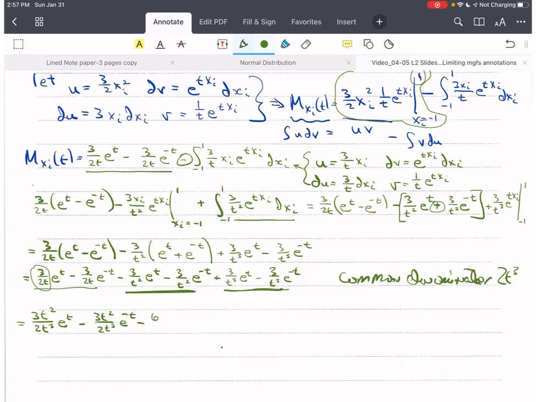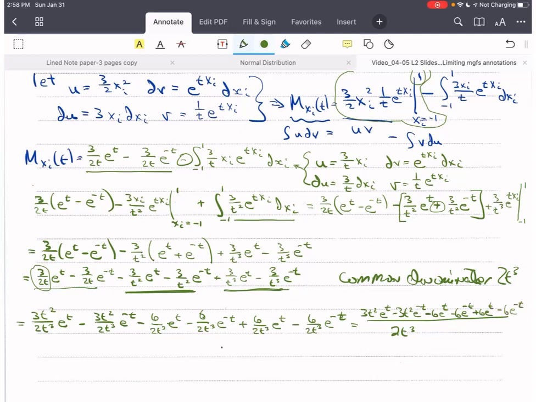So this is going to be 6 over 2t cubed minus 6 over 2t, oh wait, I need to put the e in there. So e to the t minus 6 over 2t cubed e to the negative t plus 6 over 2t cubed e to the t minus 6 over 2t cubed e to the negative t, which is equal to, we have 2t cubed on the bottom, so we have 3t squared e to the t minus 3t squared e to the negative t minus 6e to the t minus 6e to the negative t plus 6e to the t minus 6e to the negative t. Okay?